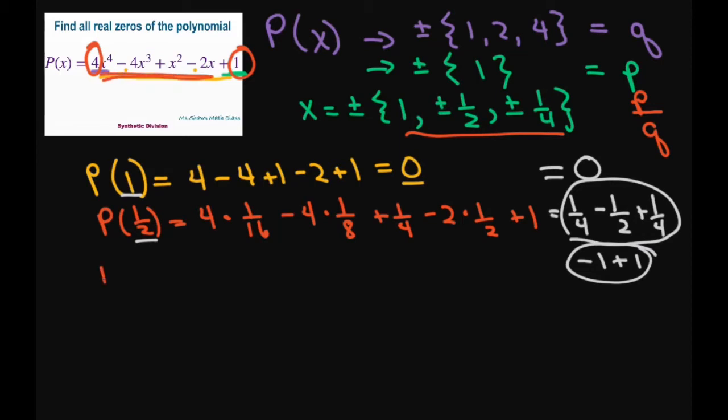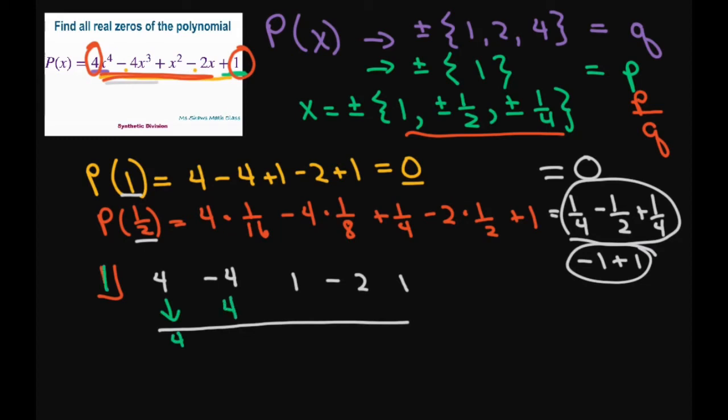So if you start with 1, and then you write all the coefficients here, we're going to get 4, negative 4, 1, negative 2, and 1. And then what we're going to do is bring down the 4, and then you multiply 1 times 4 and get 4, and add. So negative 4 plus 4 is 0. Multiply 1 times 0, get 0. 1 plus 0 is 1. Then you get 1. Negative 1, negative 2 plus 1 is negative 1. Then you're going to multiply 1 times negative 1 and get negative 1. That gives you a 0, and we know that.